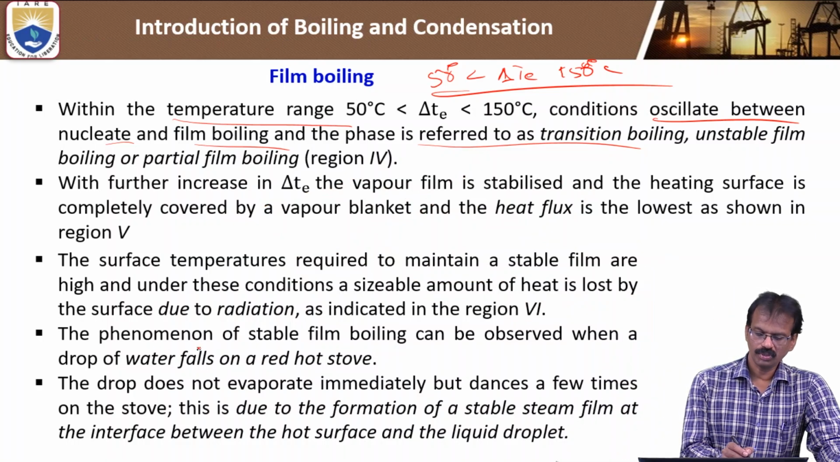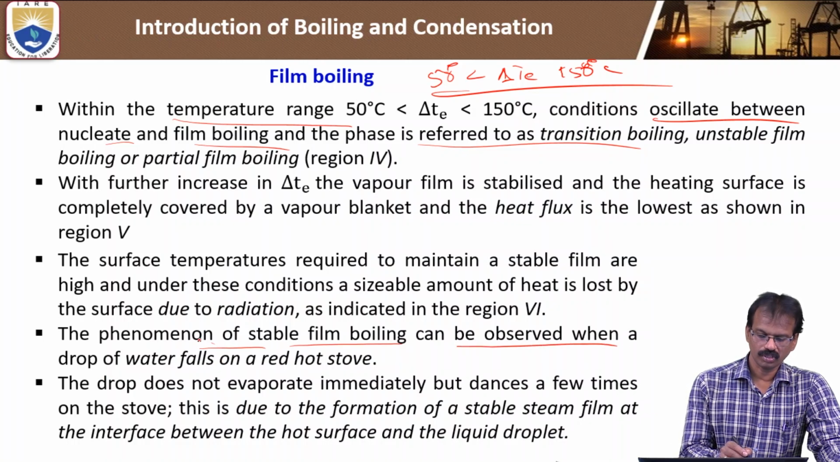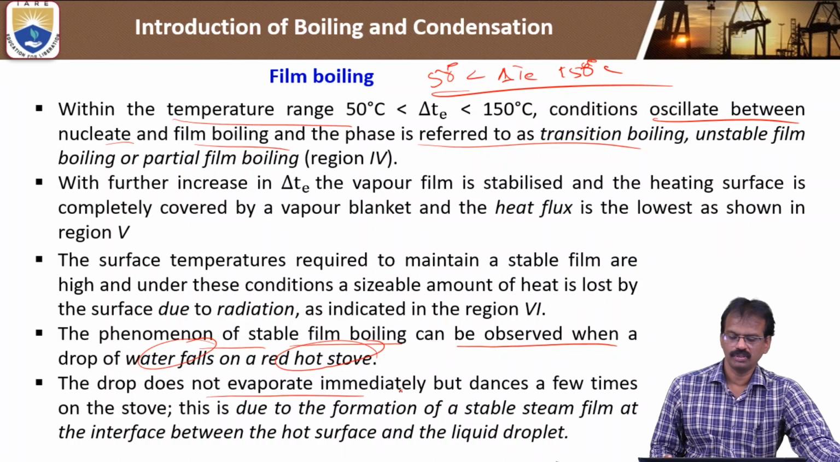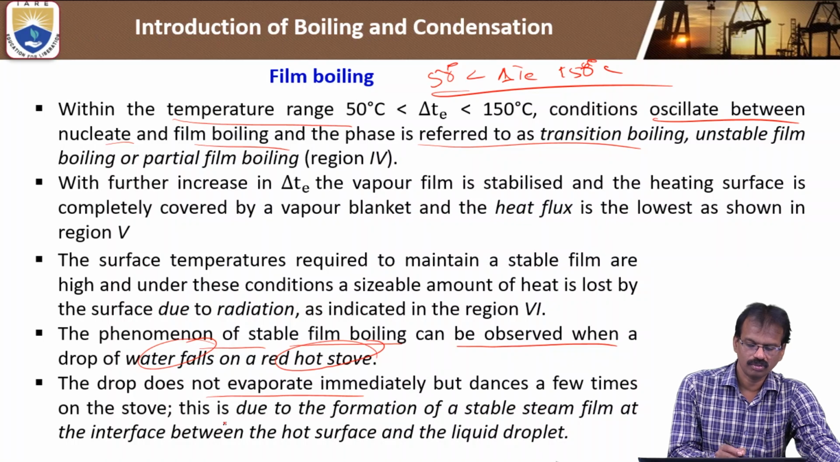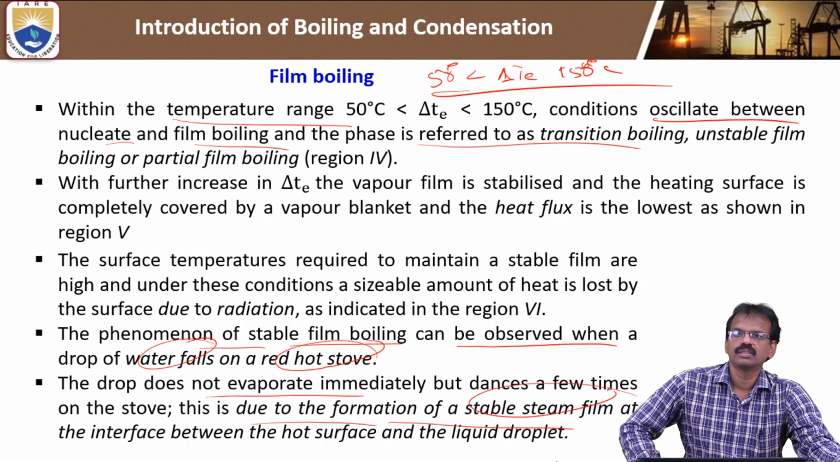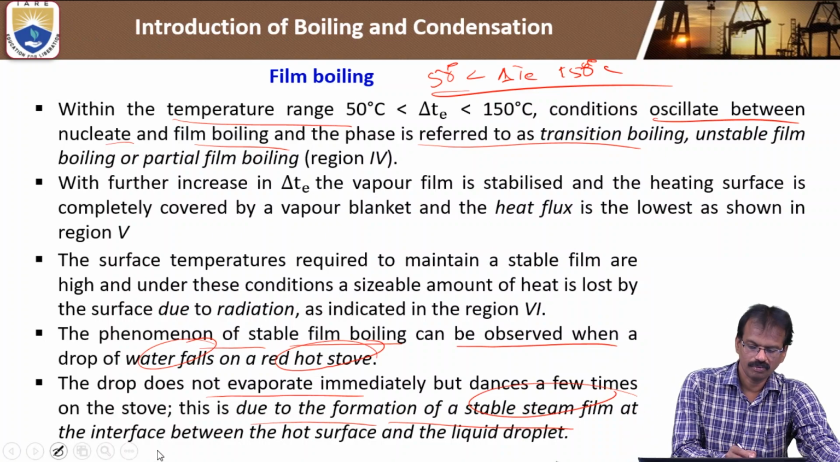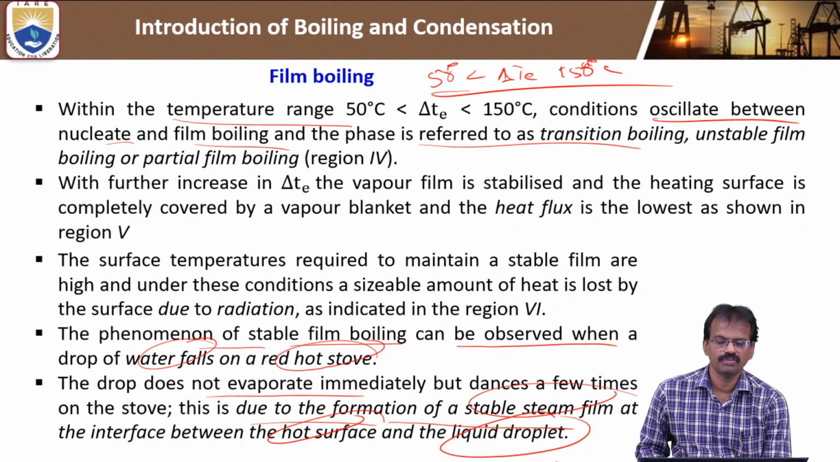Okay, the phenomenon of stable film boiling can be observed when a drop of water falls on a red hot stove. These are examples. The drops do not evaporate immediately, but dance a few times on the stove. This is due to the formation of a stable steam film at the interface between the hot surface and the liquid droplets. So this is one example of the formation of film boiling.